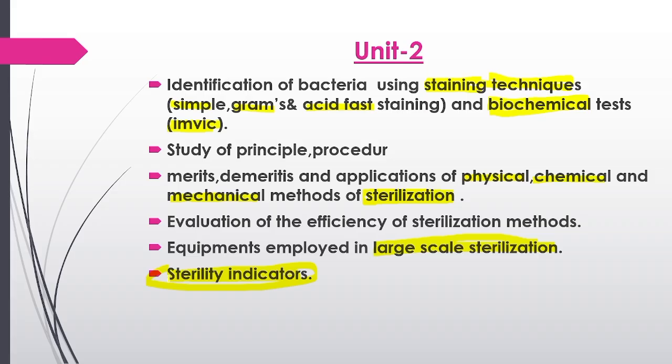Okay, in sterility indicators they mostly use biological indicators, chemical indicators, and physical indicators. Examples for biological indicators are self-contained biological indicators, chemical indicators like acids and other chemicals, and physical indicators like temperature and pressure. These act as sterility indicators. So this is about the topics covered under unit 2.